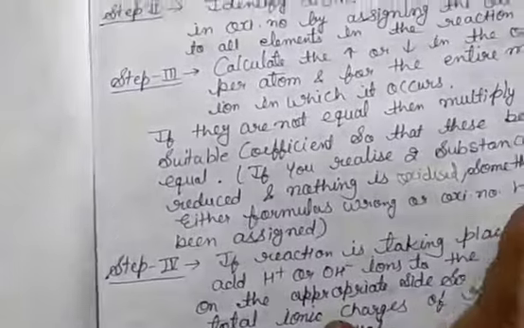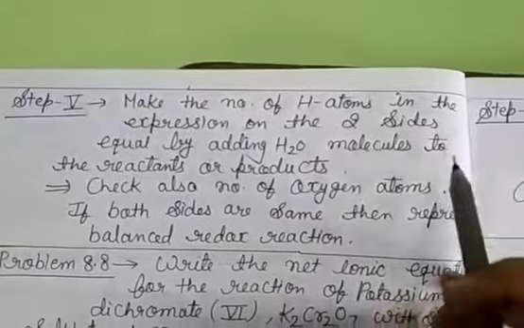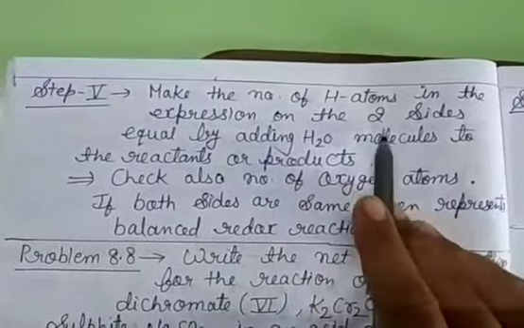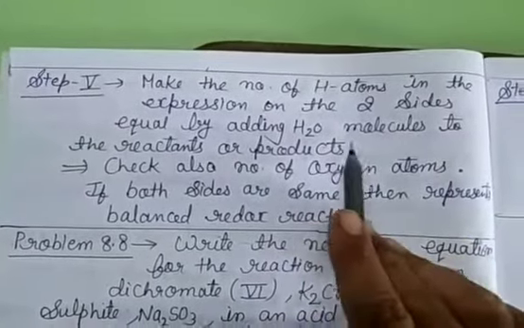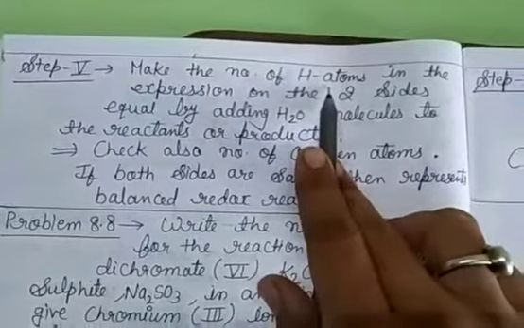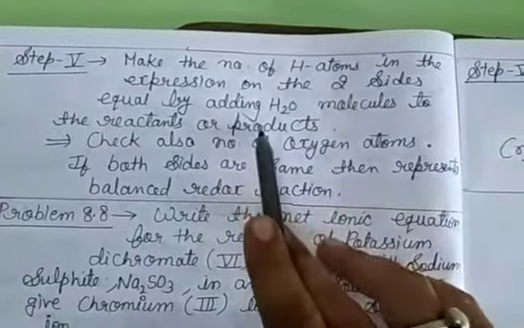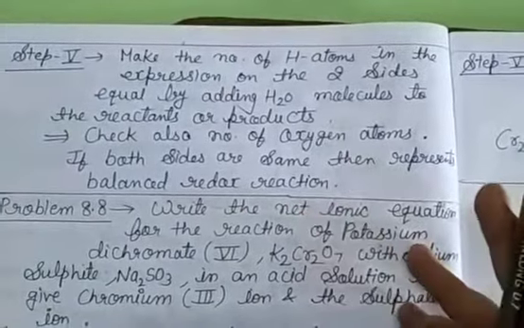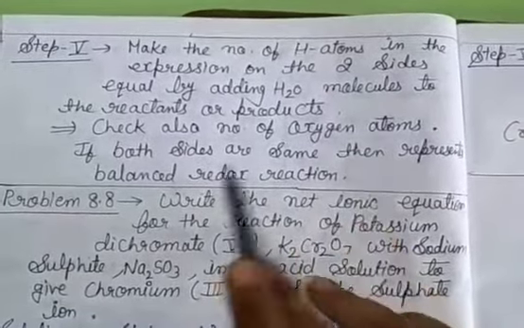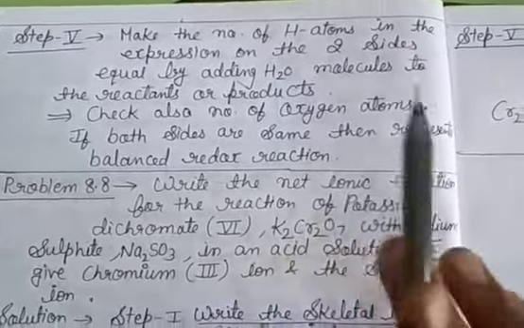Then fifth step, make the number of H atoms in the expression on the two sides equal by adding H2O molecules, because in an acidic medium we have to add hydrogen atoms, and if hydrogen atoms are unbalanced, we balance them by adding water molecules on the right side. And then also check the number of oxygen atoms. If both sides are the same, then it represents a balanced redox reaction.